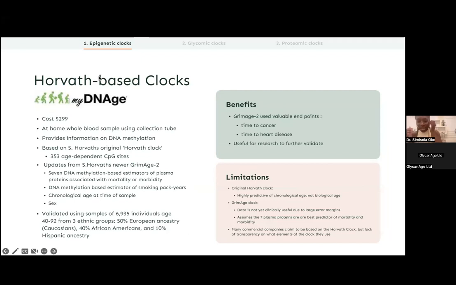Okay, so yet another epigenetic clock. As I mentioned, there are quite a few of them. So these are Horvath-based clocks. And when I say Horvath-based, I'm sure many of you know the name Horvath.